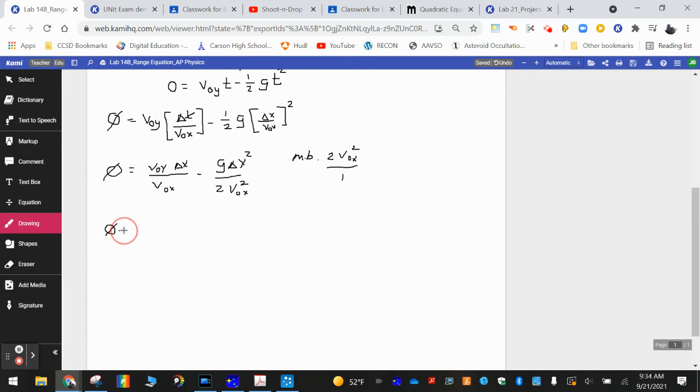Okay, now I should be able to stop now. I think you guys might be able to do this. So if I do that, what happens on top here? What do I get? I get 2 Vox, Voy, right? Delta x here, right? Okay, equals, and what happens over here? Hold on, a minus. Hold on, let me get a minus sign right here. So minus, if I do it over here, it's just g, right? Delta x squared.